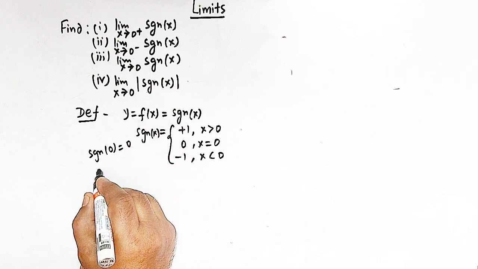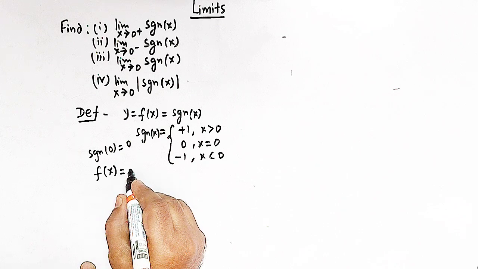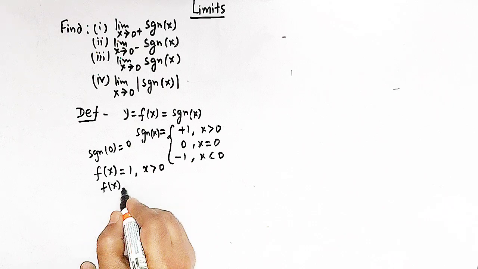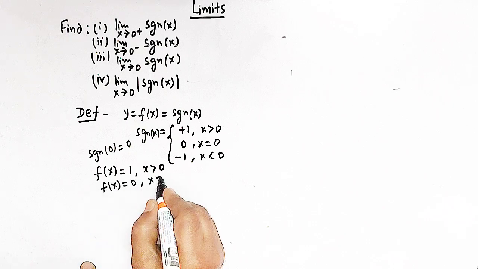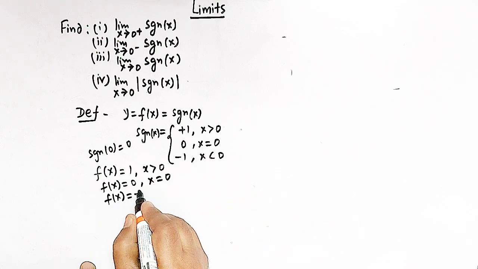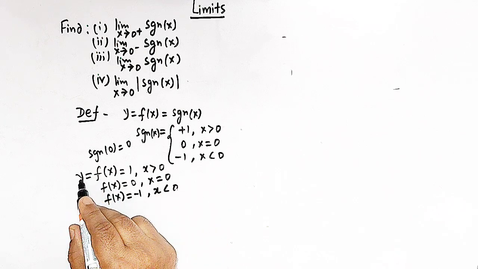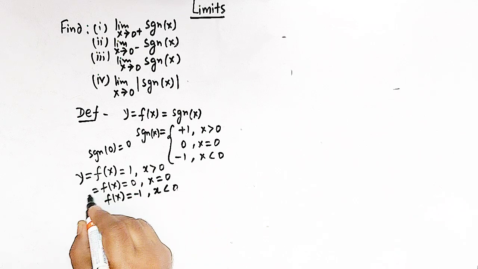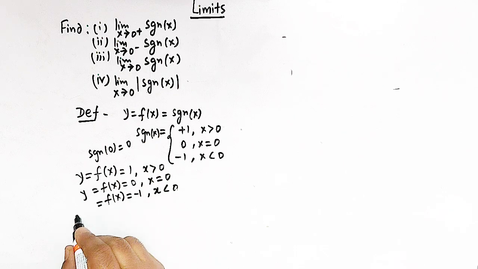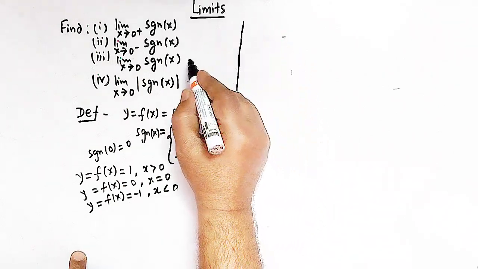So here we can now write f of x, which is our signum function. We have f of x is equal to 1 for all x greater than 0, f of x is equal to 0 when x is equal to 0, and f of x is equal to minus 1 when x is less than 0. So here we have the line y is equal to 1, here we have y is equal to 0, and here we have y is equal to minus 1. We can now draw the graph.